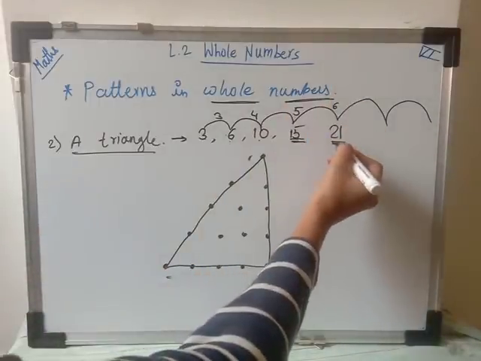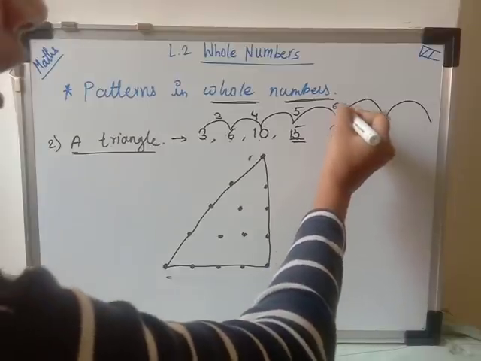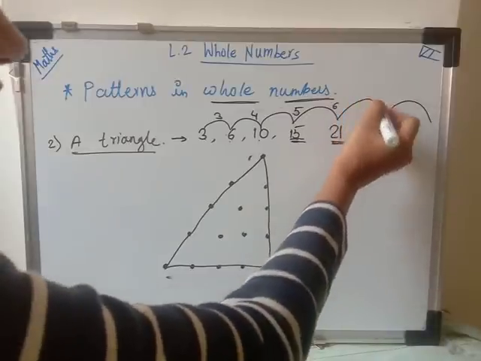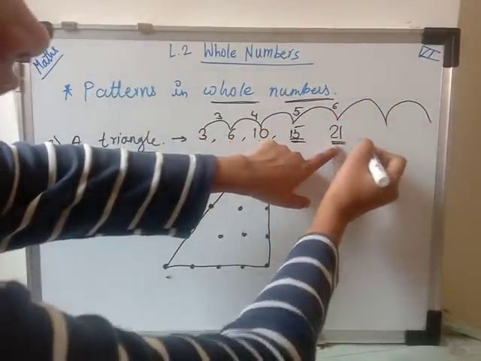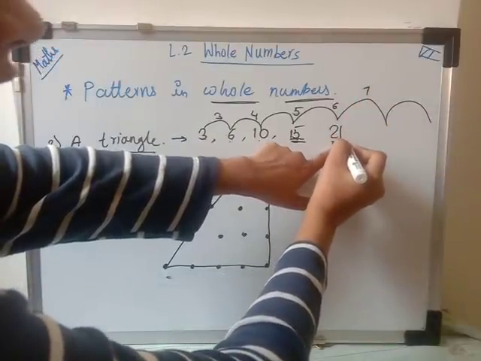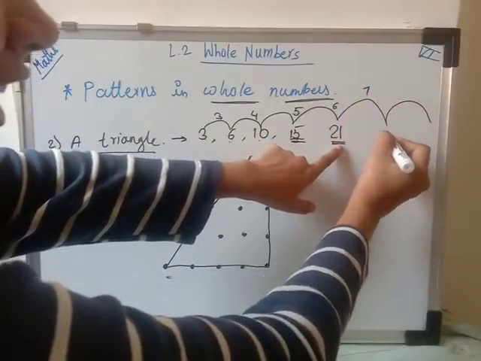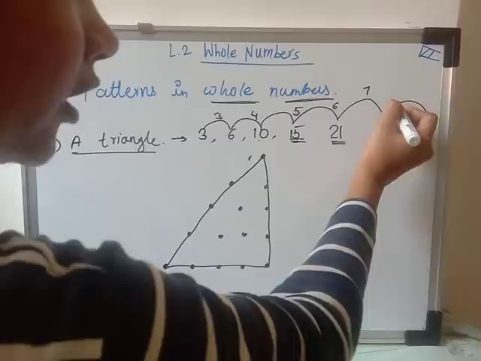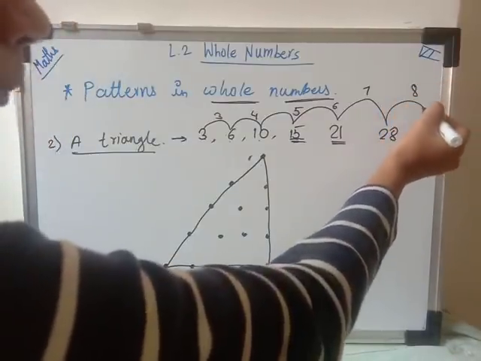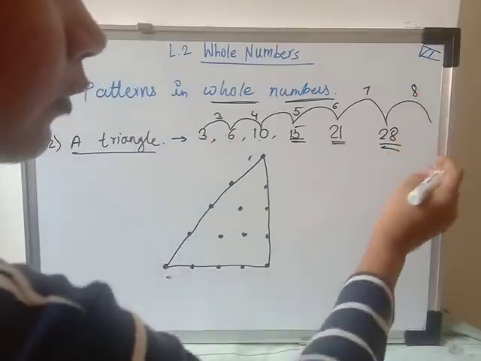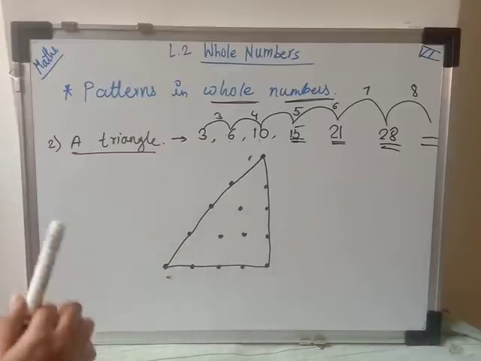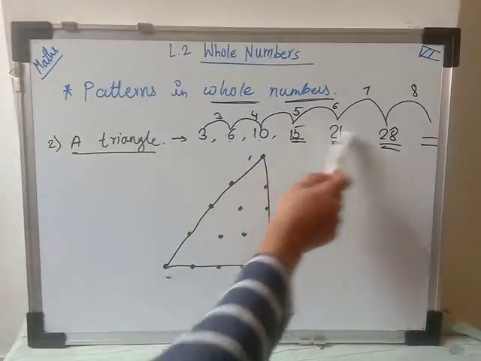In that way you have to make a triangle of 21. If we continue with this pattern, the next difference after 21 will be 7, and if we count 7 times after 21 we get 28. After 28 the difference will be 8, so you count 8 numbers and you will get the next number. In this way you can find out the different whole numbers where you can use the dots to make a triangle.